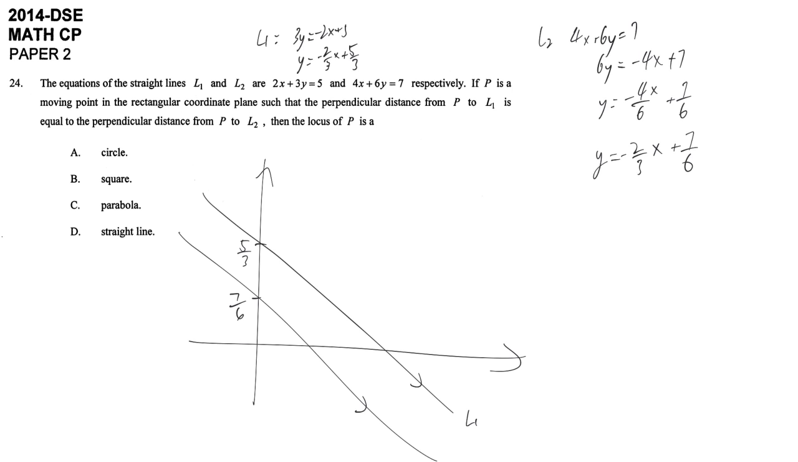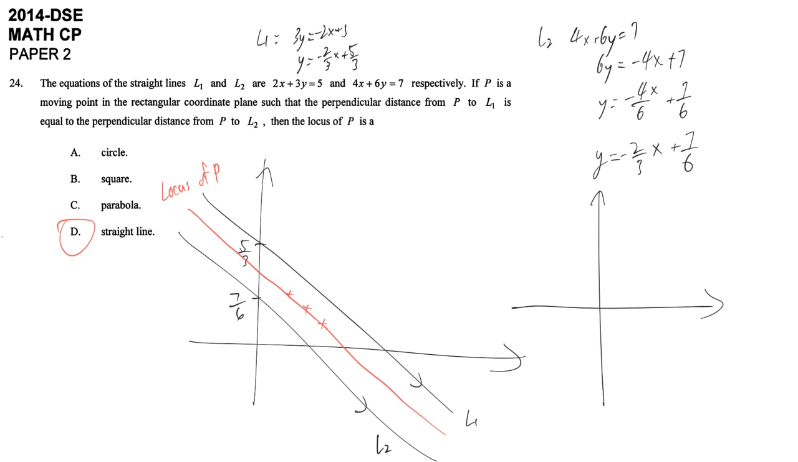Now, if you think about the locus of P, some point such that it is in the middle, of course I will think of this one. So the red line is the locus of P. Of course it's a straight line. If you realize that L1 and L2 have the same slope, then you can solve it within a shorter time. But one thing I would like to remind you is: how about if L1 and L2 are not parallel?